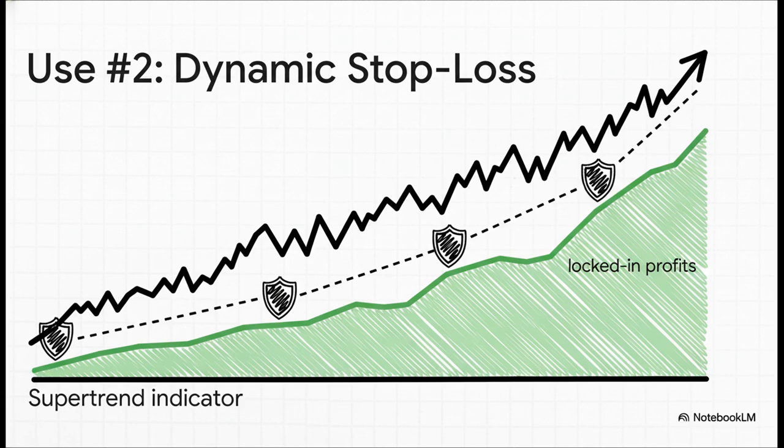Second, and this is brilliant, use it as a dynamic stop loss. So let's say you're in an uptrend. You can set your stop loss just underneath that green line. And as the price moves up, the Supertrend line will move up with it, basically trailing your stop for you and locking in your profit.